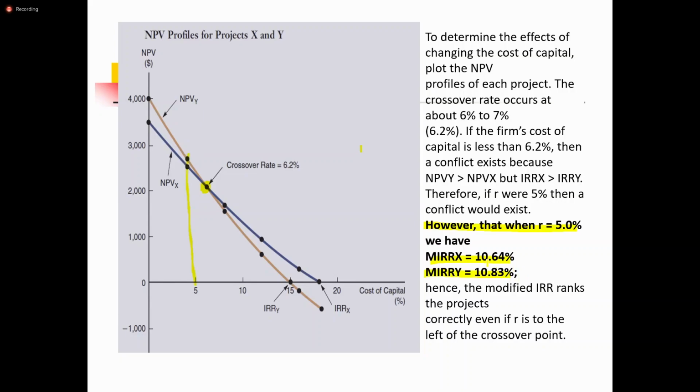So now you can see Y is greater than X. Here NPV of Y is also greater than X. Hence the modified IRR ranks the project correctly even if the rate is to the left of the crossover. That is the modified internal rate of return decision. So that's what I want to exhibit.